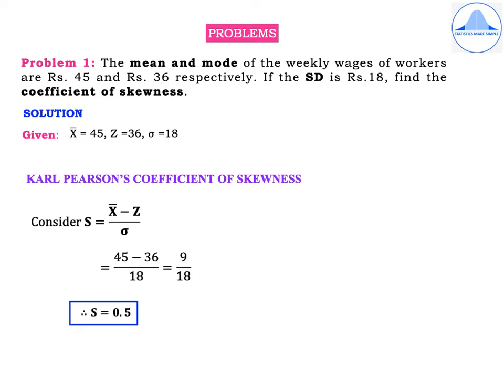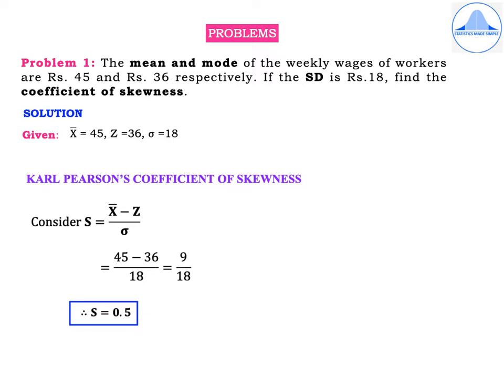Problem 1. The mean and mode of the weekly wages of workers are Rs 45 and Rs 36 respectively. If the standard deviation is Rs 18, find the coefficient of skewness. Since the mean, mode and standard deviation are given, we have to make use of Karl Pearson's coefficient of skewness.